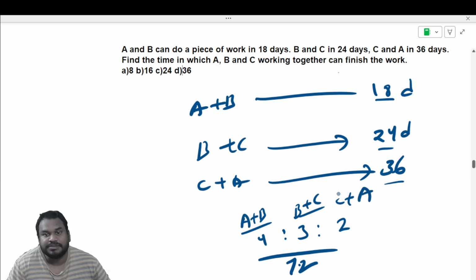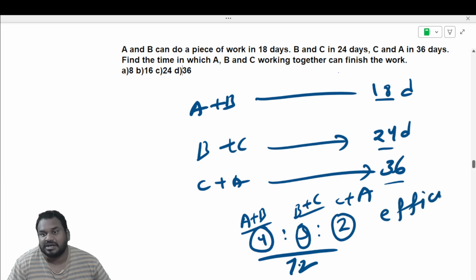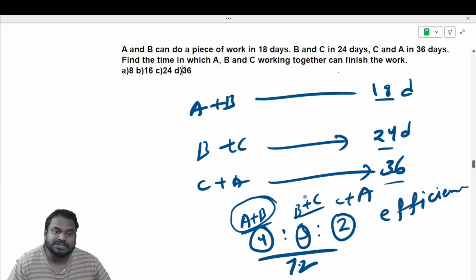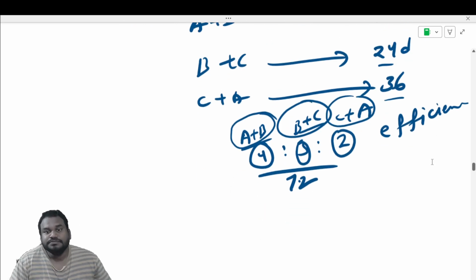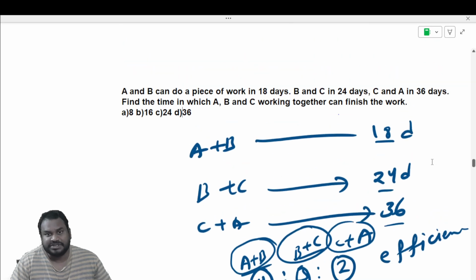It means that 4, 3, 2 are the efficiencies. Efficiency of what? Of A plus B, B plus C, and C plus A. Now 4, 3, 2 we got. These are the efficiencies.